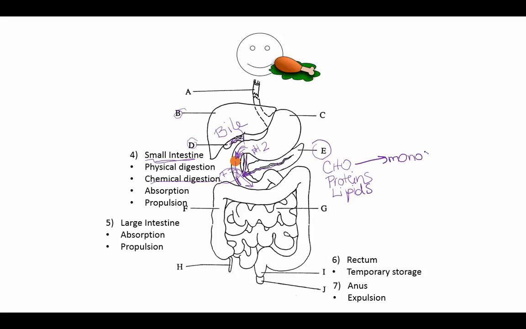Carbohydrates are going to be chemically broken down into monosaccharides. Proteins, which are in the polypeptide form after their chemical digestion started in the stomach, will now be broken down into their subunits, amino acids. And finally, lipids are going to be turned into their subunits of fatty acids and glycerol.